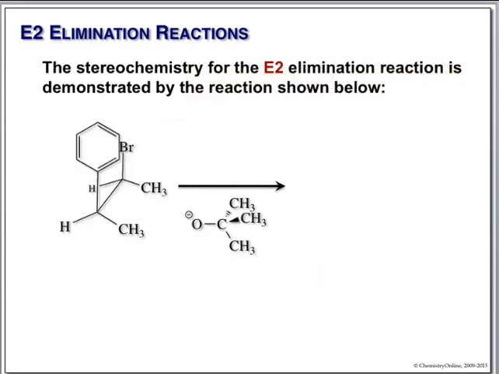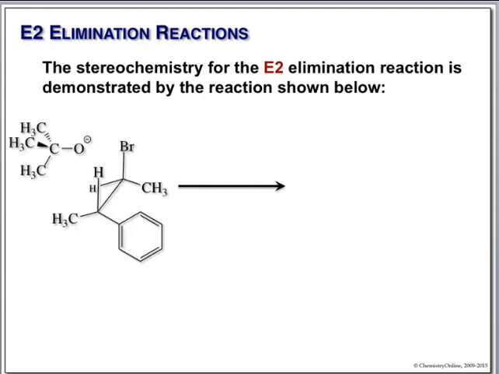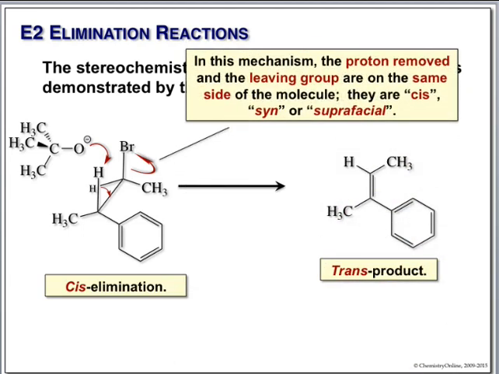If instead we rotate this so the hydrogen and the leaving group are on the same side, so I'm going to rotate this way, phenyl down, hydrogen up. If tert-butoxide pulls off this hydrogen, and we form our double bond, our methyls would be on opposite sides, and they would give us a trans product. This would be a syn or superfacial elimination, but we know that this only gives the cis isomer. So the syn or superfacial is not observed, only the trans elimination. Important things to remember: hydrogen and the leaving group must be trans to each other, and they must be in the same plane.